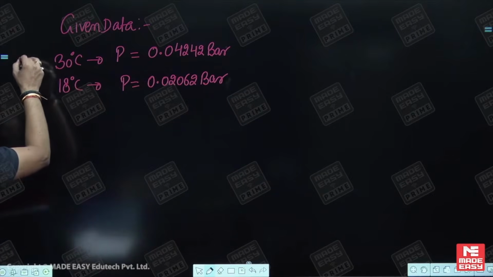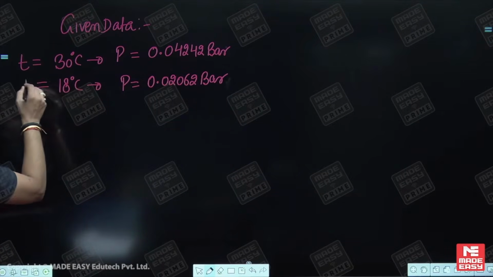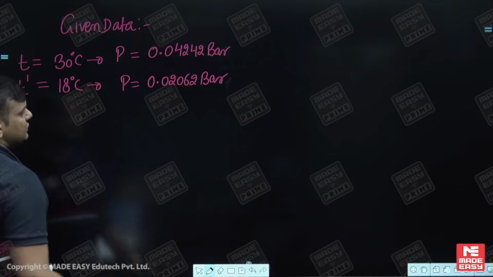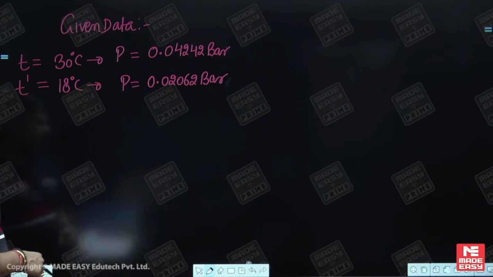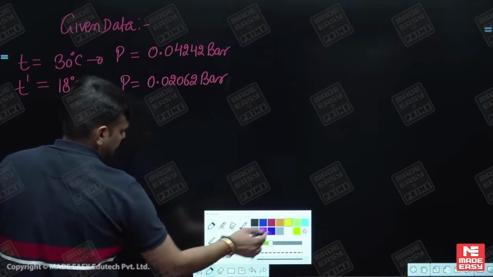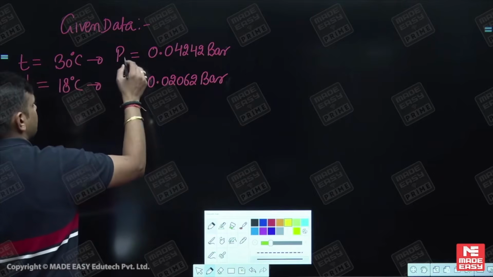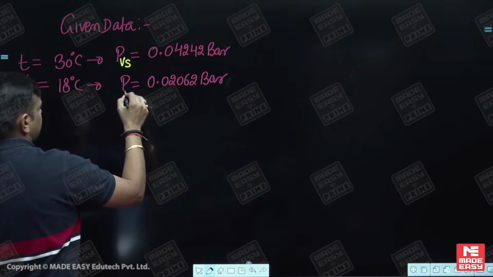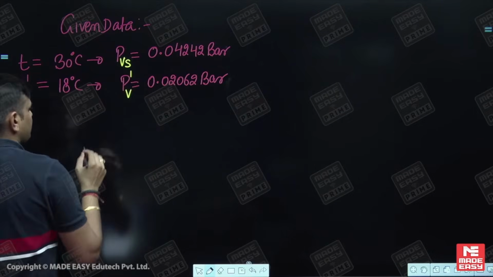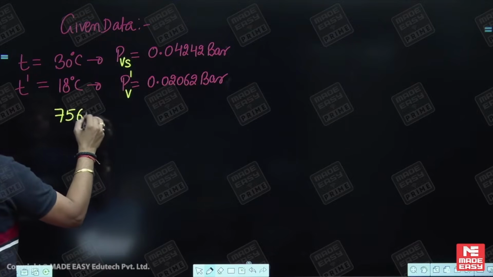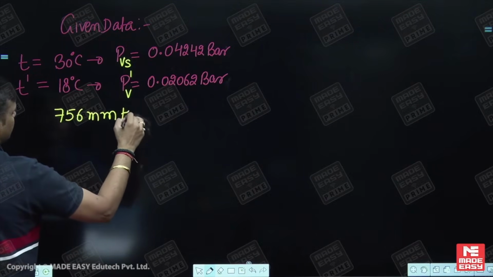So this is the value of dry bulb temperature, and I am representing the wet bulb temperature by T dash, that is 18 degrees Celsius. The values of the saturation pressure are given corresponding to these. Corresponding to the dry bulb temperature, that will provide you the PVS, and this will provide you P dash V. Now in this question the head is given as 756 mm of mercury head.